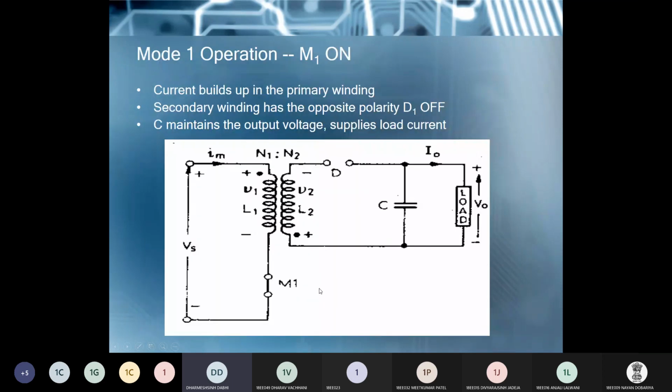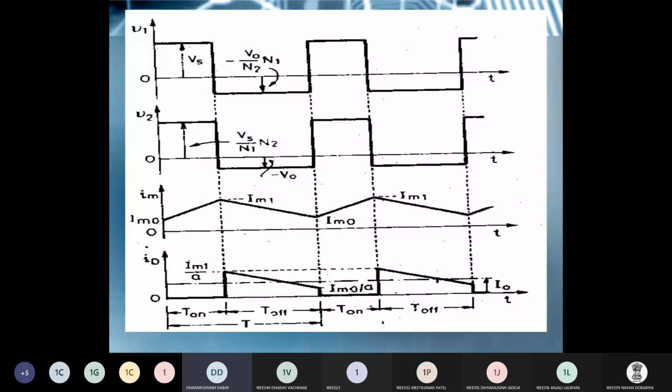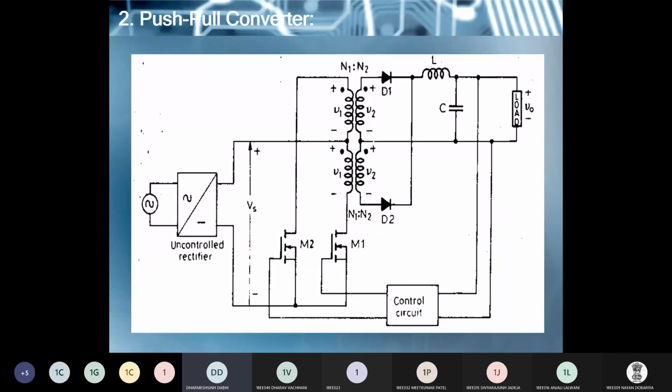And second is the push-pull converter, in which we use two switches M1 and M2, which convert the DC into high frequency AC. At a time only one switch is on, M1 or M2. First we turn on M1, so that gives the positive voltage. With this polarity here, diode D1 is forward biased and D2 is reverse biased. So you get the positive voltage across the load side.